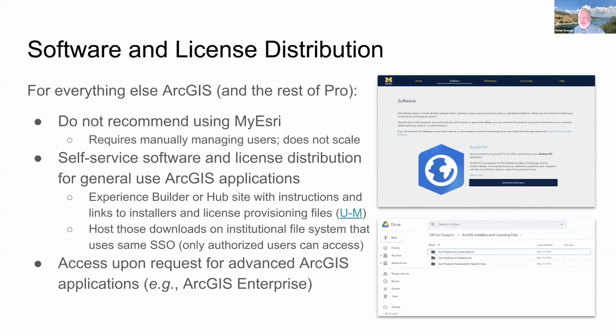And you can do this using a combination of something like Experience Builder or a hub site where you have instructions and links to installers and license provisioning files. There's a link here. You can check out our U of M Experience Builder site. And then the actual downloads and license provisioning files, host that somewhere on your institutional file systems that uses the same single sign-on solution. So again, it's already taken care of controlling who's authorized.